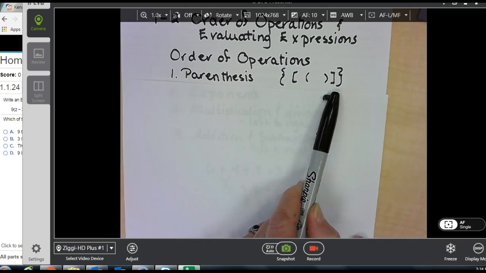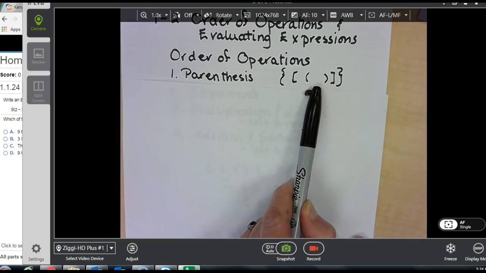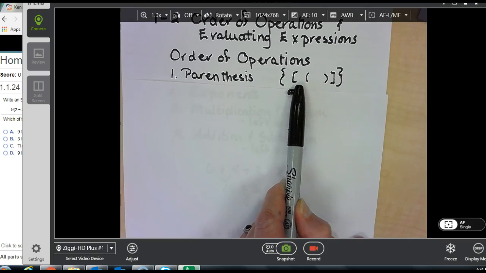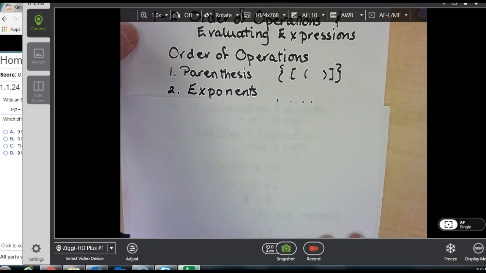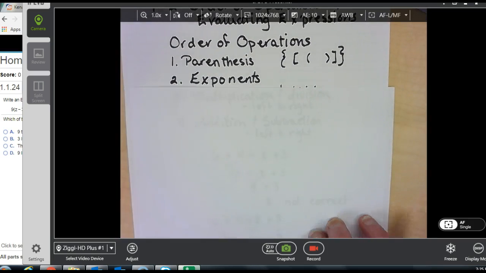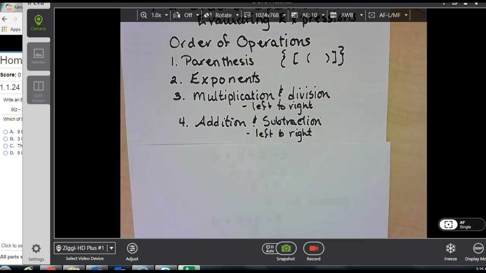When you have more than one set of these symbols, you want to start at the innermost and work your way out. So you'd do everything inside the parentheses, then everything inside the brackets, and then everything inside the braces. Second thing you'd work on is exponents. And we just went over what exponents were a little bit, so we'll go over them more in our sample problem. Third, we do multiplication and division from left to right. And then lastly, we do all our addition, subtraction, again, from left to right.